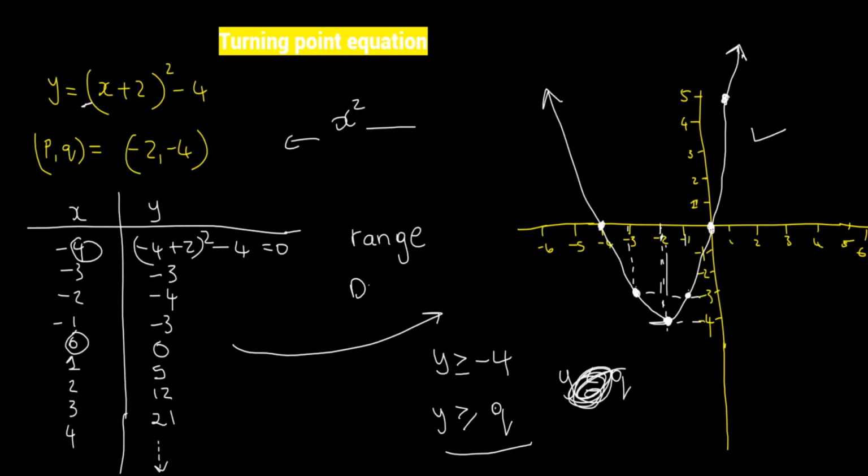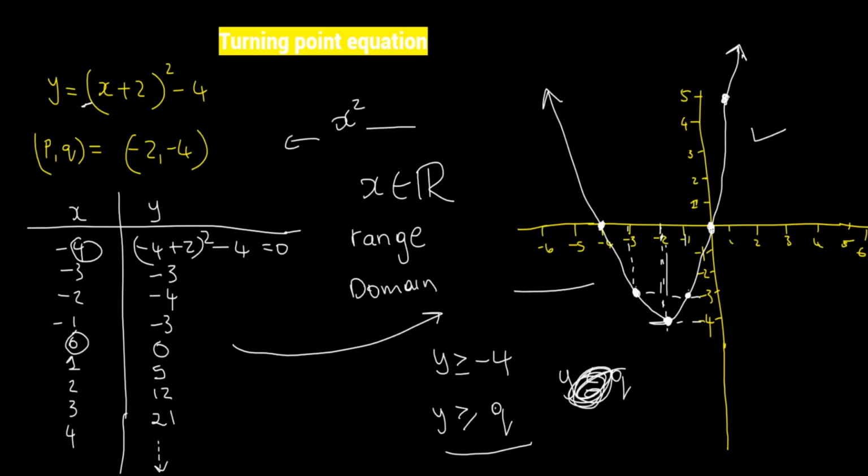And our domain is where the graph is defined on the x-axis. So you can see that the graph is defined for all the x values. So x is an element of the real numbers.